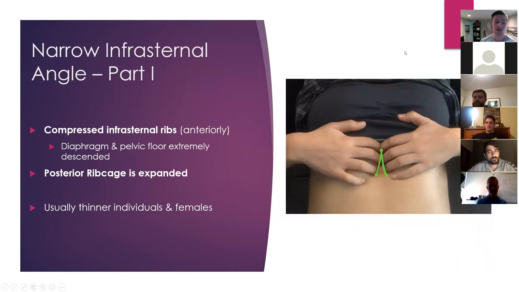A narrow ISA is going to have compressed infrasternal ribs anteriorly. Their diaphragm and pelvic floor is really descended. And we'll get into why in a second here, but their posterior rib cage is expanded. So this is going to be usually in thinner individuals and females. Imagine a spectrum from like a big, wide powerlifting male to a small, thin marathon running female. Everyone is generally within that spectrum somewhere, but those are the two extremes and can give you an idea of where most people are at.